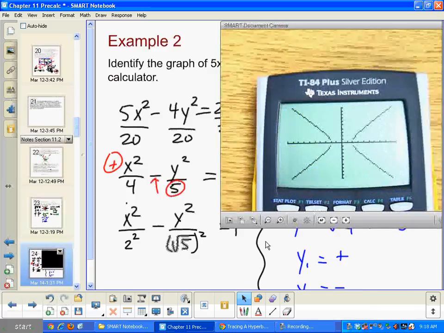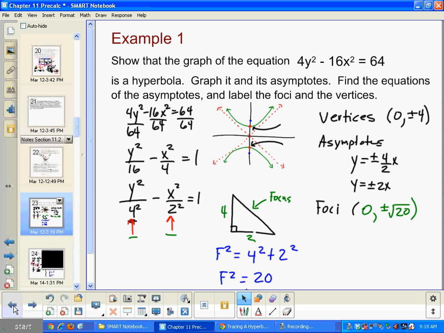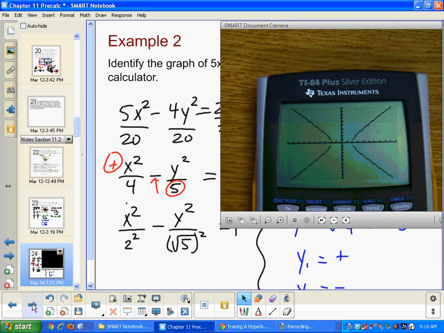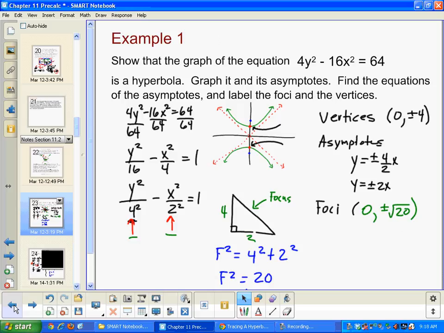Whereas if you look at the previous example, we have left right here. We have up down, opening up and down in this case, and we have it opening up and down because our y value is our positive here. So that makes it open up and down.